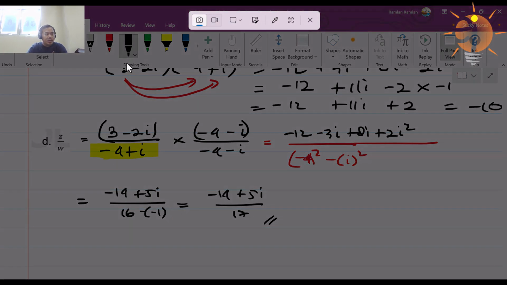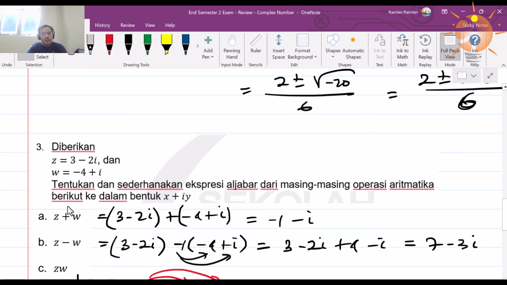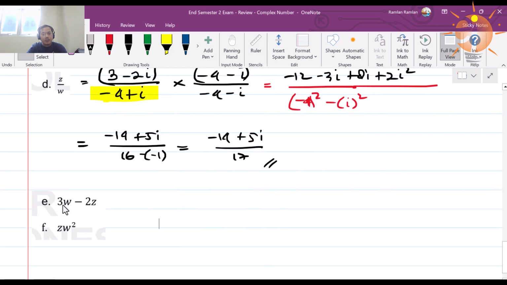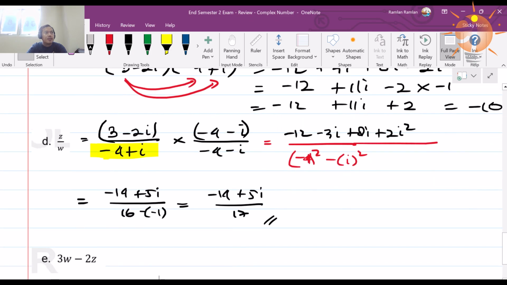Okay, now for questions E and F, I'm going to leave them for you guys, because I think you can do them by yourself. You can just see the example like this one over here. For example, 3w is just 3 multiplied by all the terms in w here, and so on.